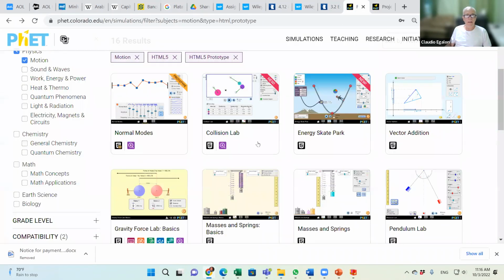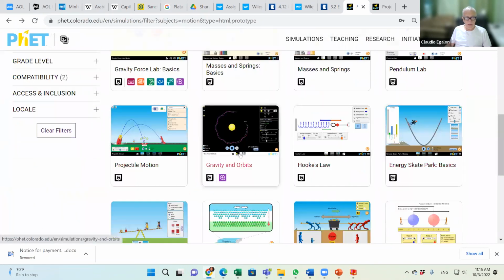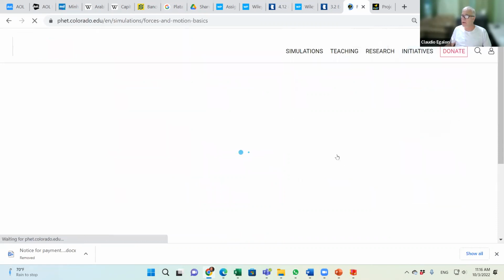That's it for the projectile. What else have we seen? Have you ever seen that before, by the way? I want to hear from you folks. Have you ever seen this simulation before? No? Okay.